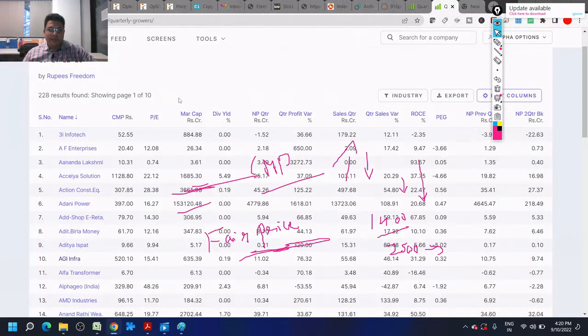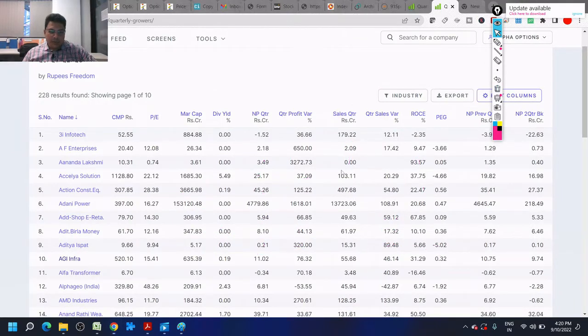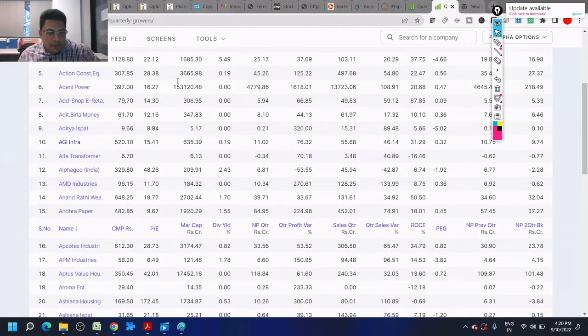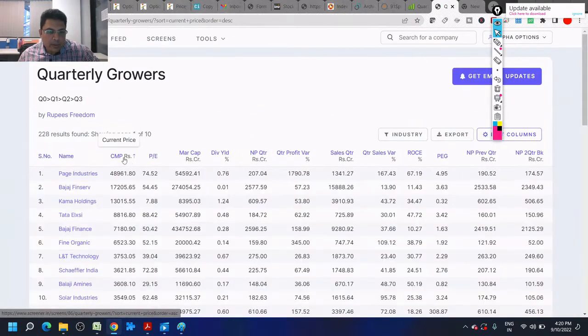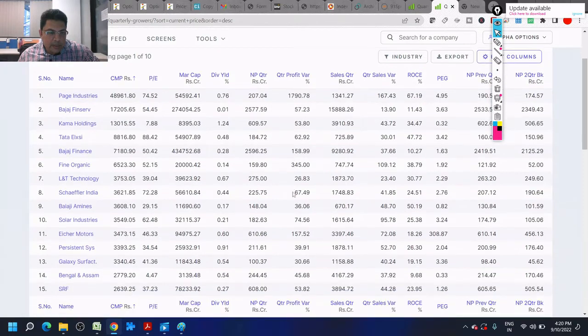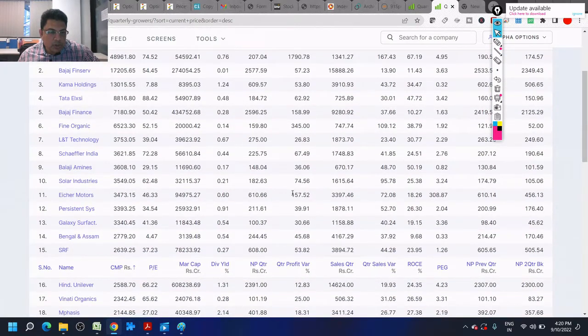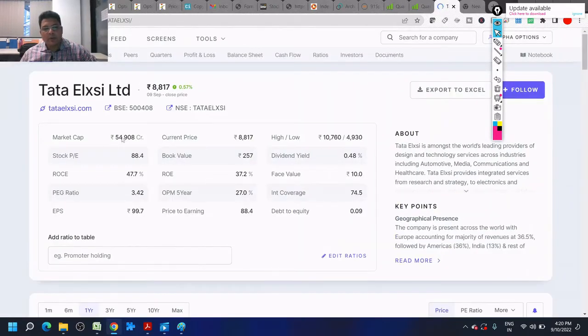So that is the concept which we are going to talk about today. Let's understand this. Let's take any of the stocks from here and look at the current market price. For example, let's take Tata Elxsi. When you click on this, you will get to this page where it will give you market cap, current price, high, low, stock PE, book value, everything. Now listen to this very carefully.